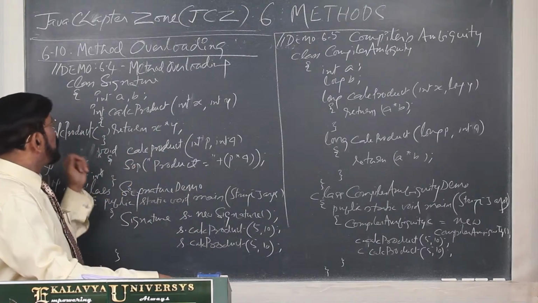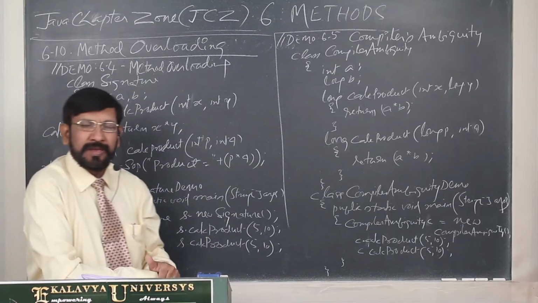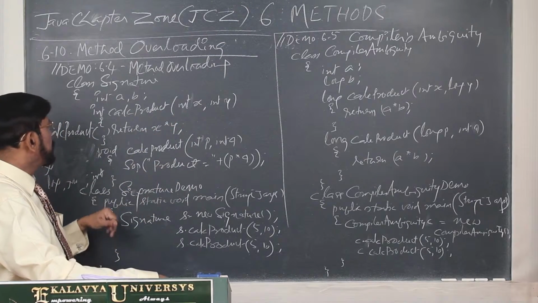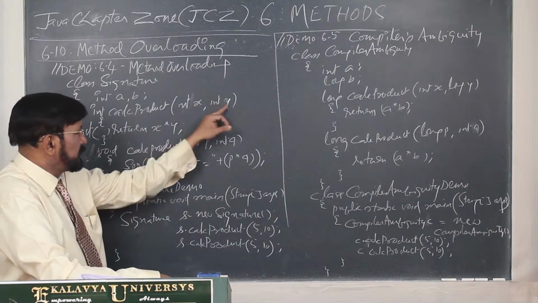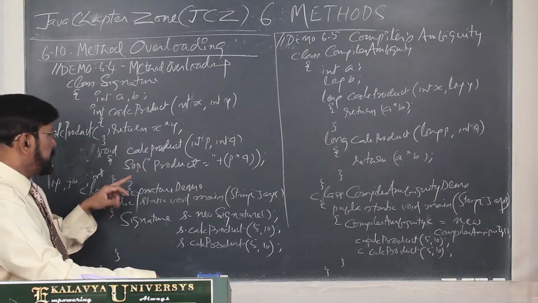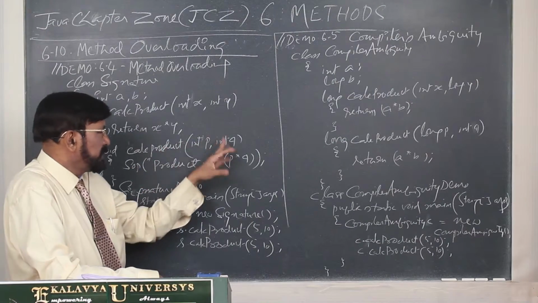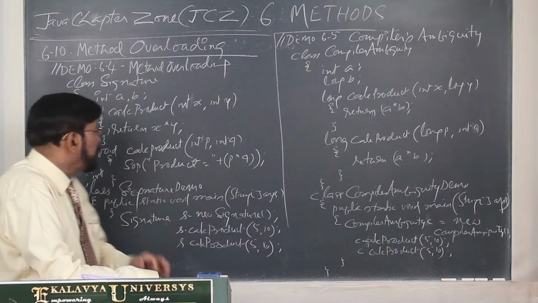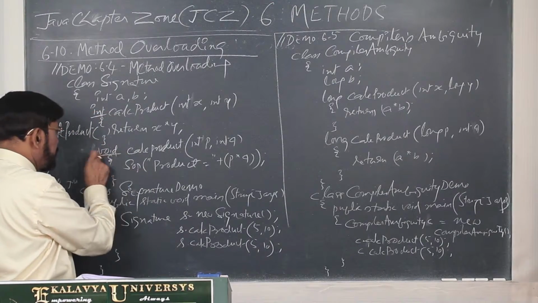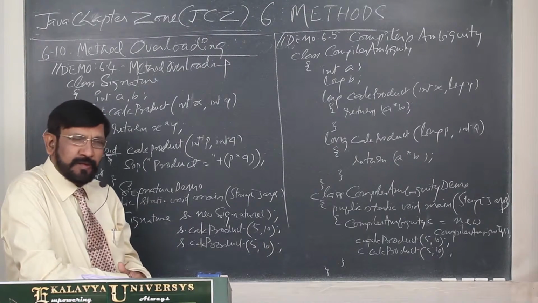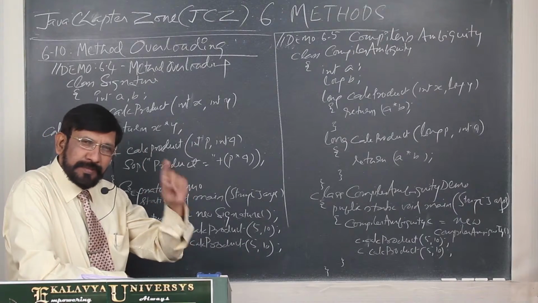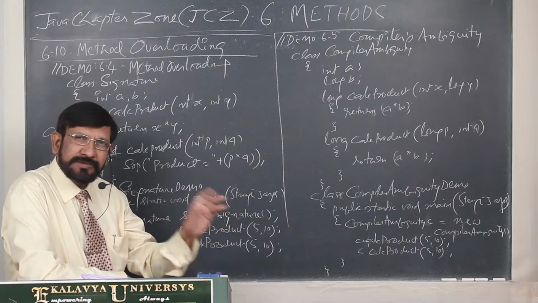And here, in program 6.4, the signature is not different. You see, calculate product int x into y, that means calculate int. And another method I am taking, calculate product int. The signature is not different. But what is different? Here the return type is int, and there the return type is void. So return type is not part of the signature.